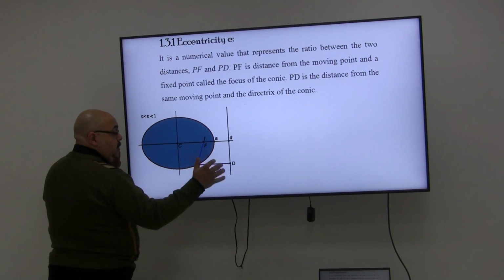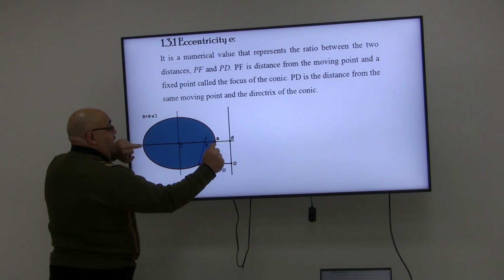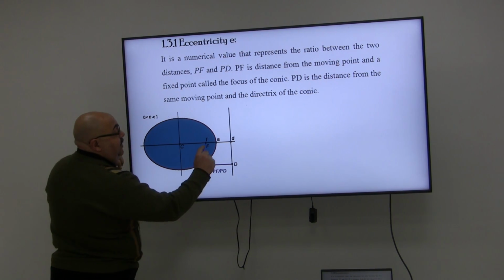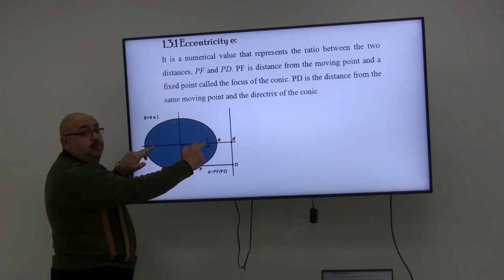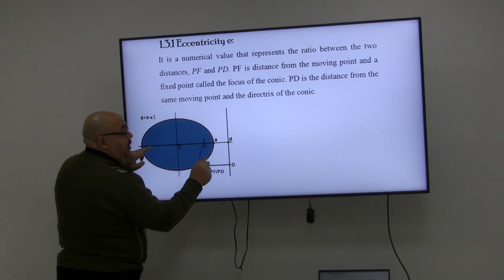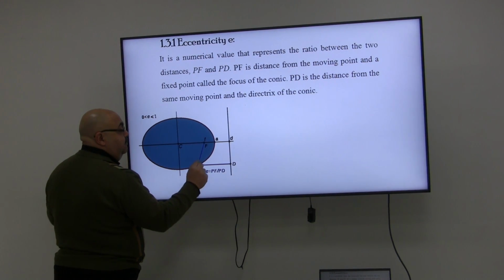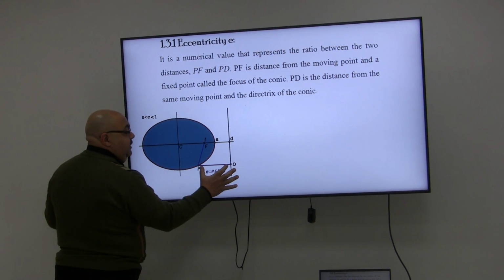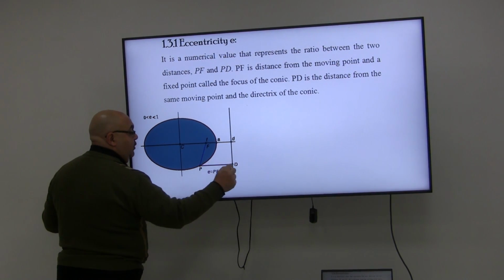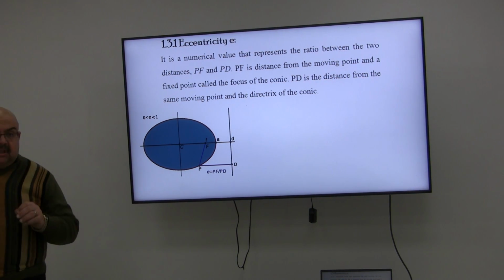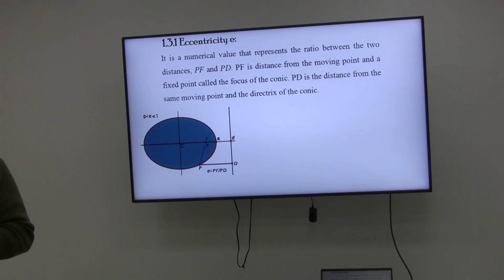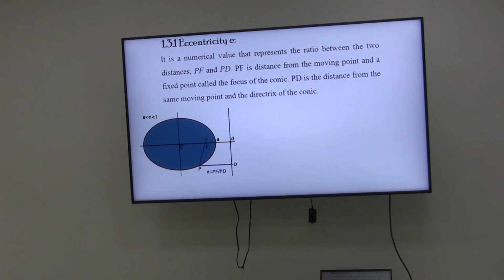The ellipse in general has a center. It has 2 vertices on the x-axis, 2 vertices on the y-axis, and it has 2 foci on the x-axis. If I measure the distance from any moving point B on the ellipse to the focus F, and then divide by the perpendicular distance between this point and the directrix, I get BF over BD. This ratio will be less than 1 for all ellipses, but for a specific ellipse, it will be constant.